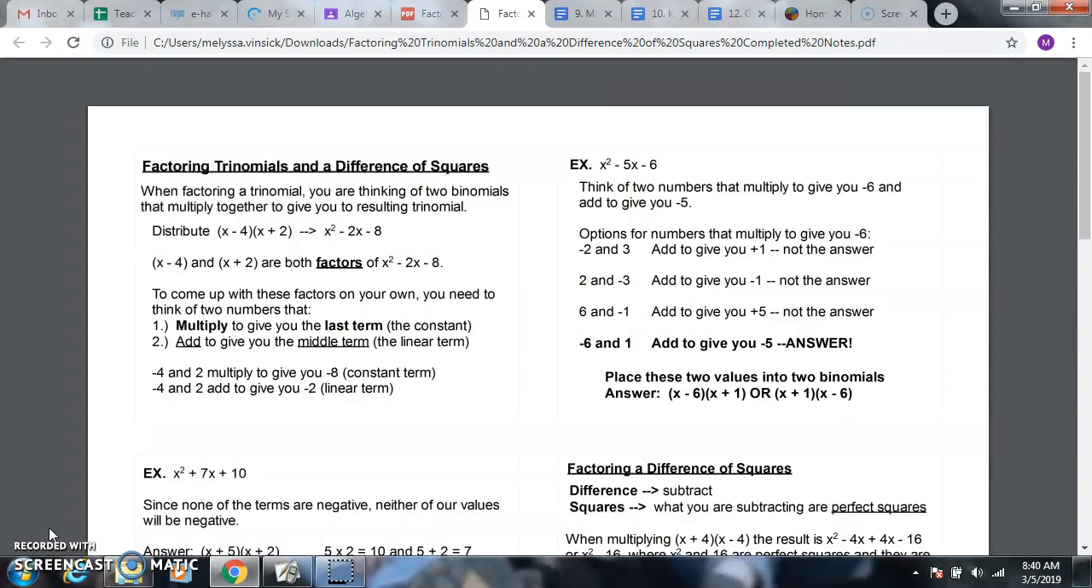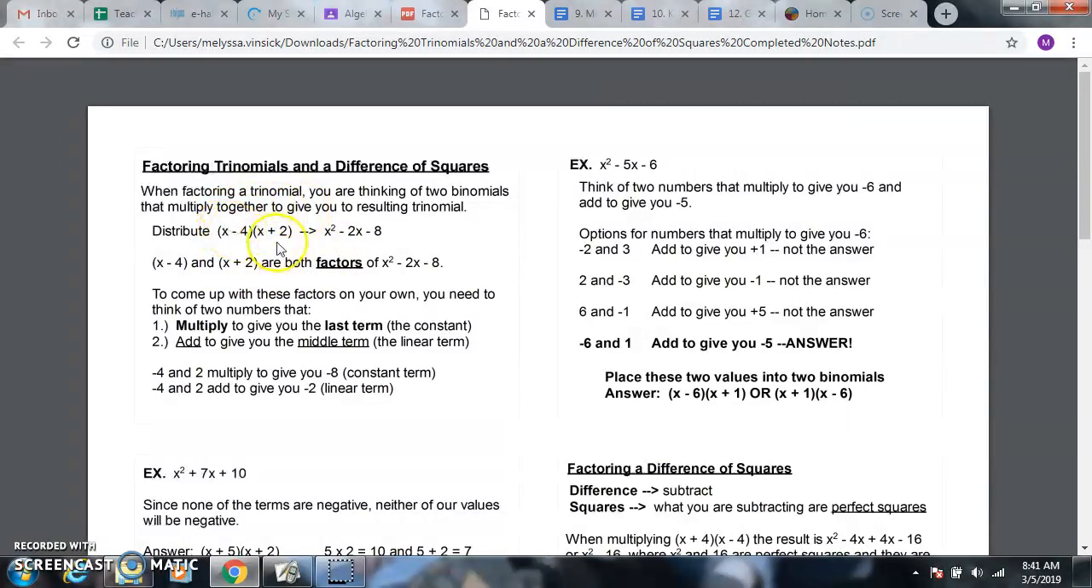When you're factoring a trinomial, something that is 3 terms, your goal is to figure out 2 binomials that when I would multiply them together, when I would do that double distributing, would give me this trinomial as an answer. So I'm working backwards from the multiplying that we did a few sections ago.